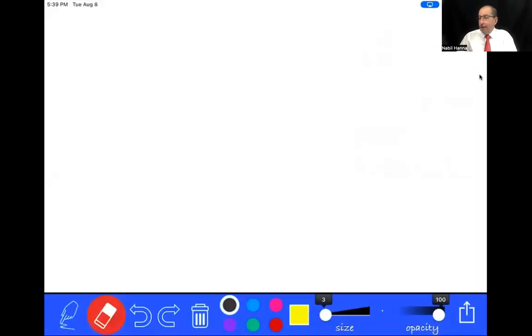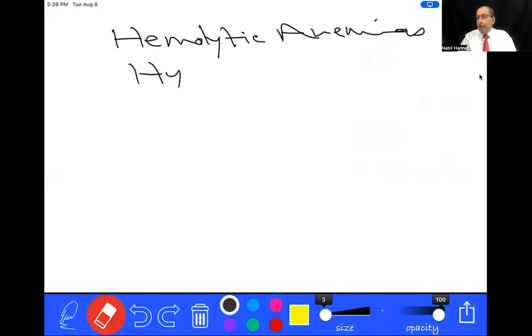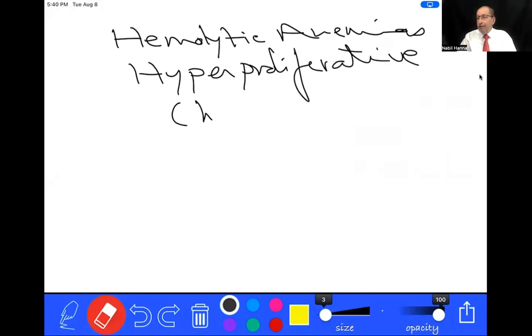Now we're going to talk about hemolytic anemias. And let me use my whiteboard to discuss the pathophysiology of hemolytic anemias. So hemolytic anemias are hyperproliferative anemias. The bone marrow is hyperfunctioning, therefore there is high retics. So this is the hallmark of hemolytic anemias, high retics.